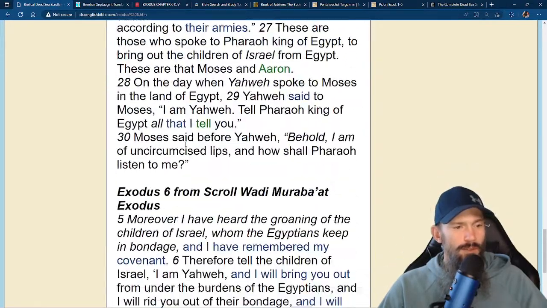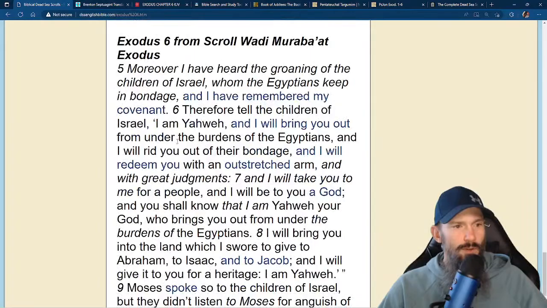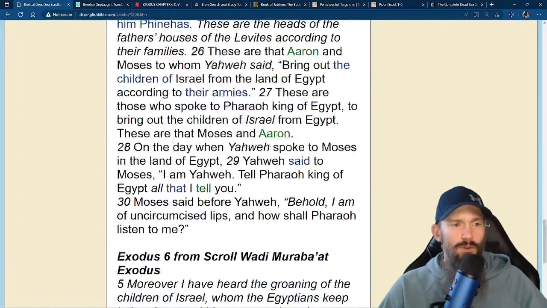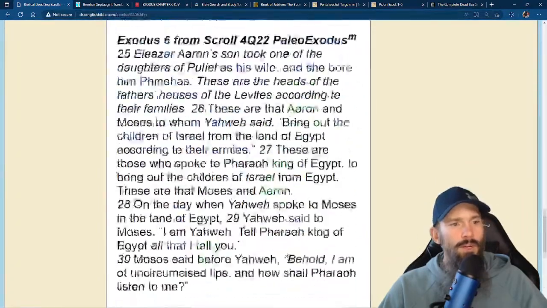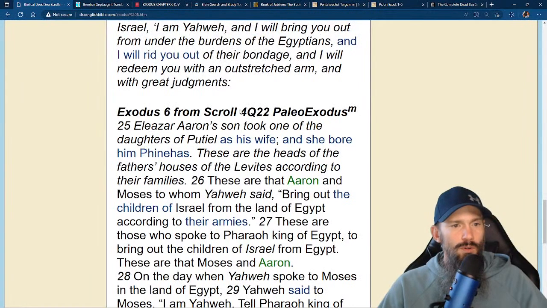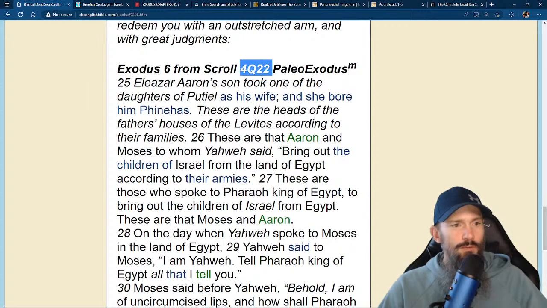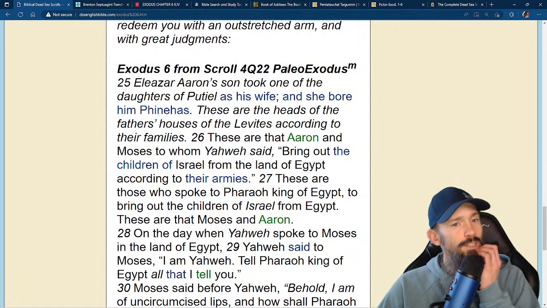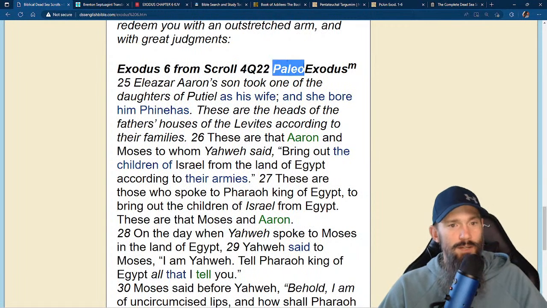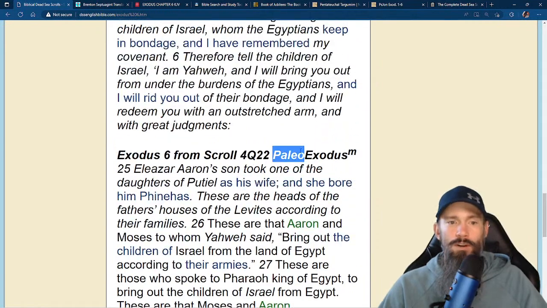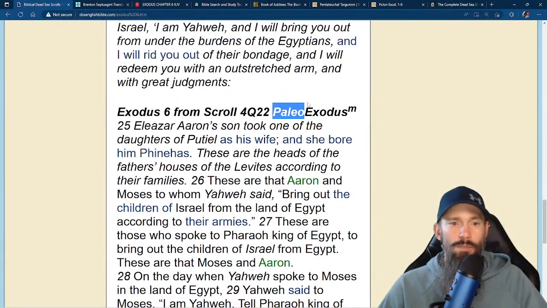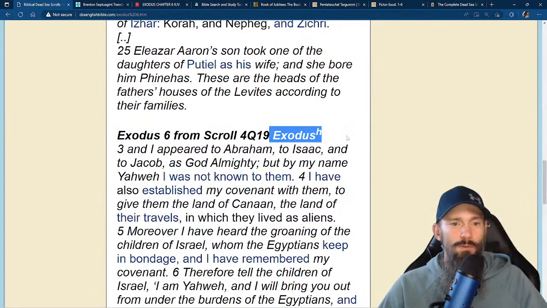25. So the next scroll will give you, I forgot about this fragment here. Scroll 4Q22, 25. This is Paleo-Hebrew. There were scrolls that had the Paleo-Hebrew. For anybody that says the Paleo doesn't matter, here's a scroll in Paleo, here's a scroll without Paleo.